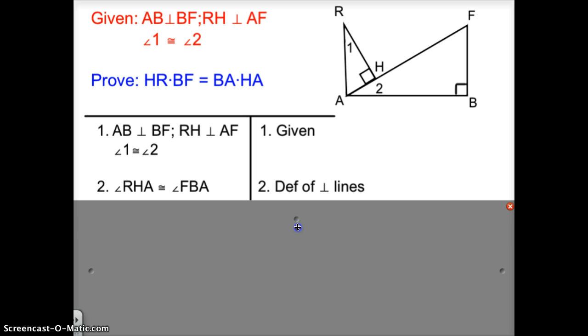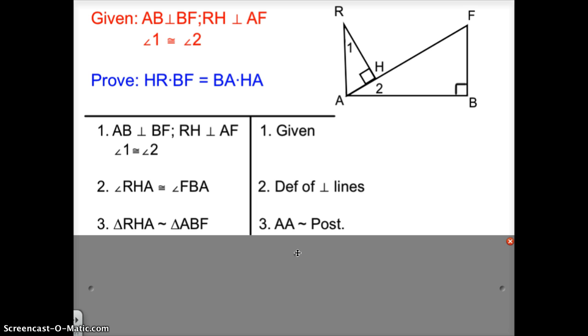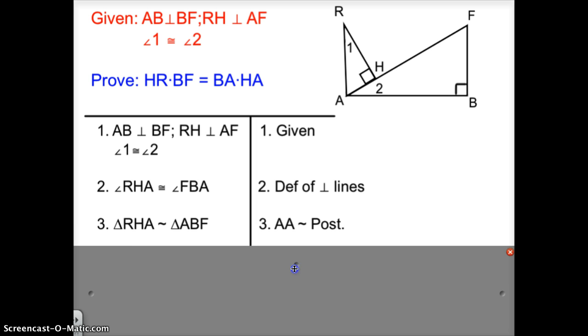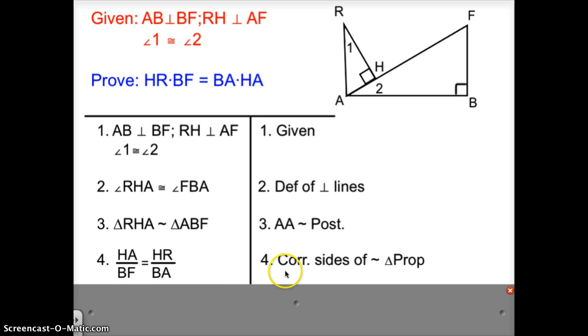Therefore we could then use the next statement that the two triangles are similar. Once we know the two triangles are similar, we can then make the statement that the proportion of HA to BF is proportionate to the sides of HR to BA as they are corresponding. And so the reason is corresponding sides of similar triangles are proportional. It's not CPOSTP, but you could probably imagine that you could come up with some sort of abbreviation for it.